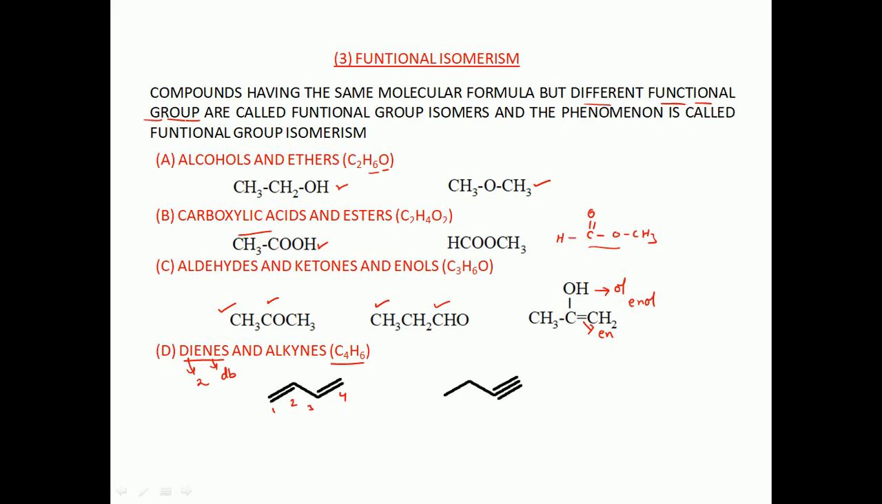With this same molecular formula, instead of writing two double bonds in the structure, I will put one triple bond here. So what is the name of this molecule? 1, 2, 3, 4. What is the name? 1-butyne. Dienes and alkynes will also act as functional group isomers.